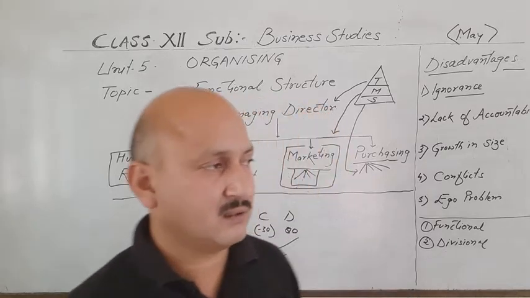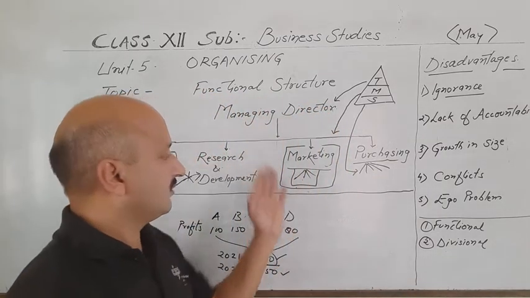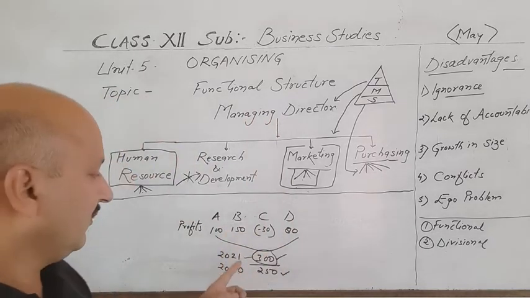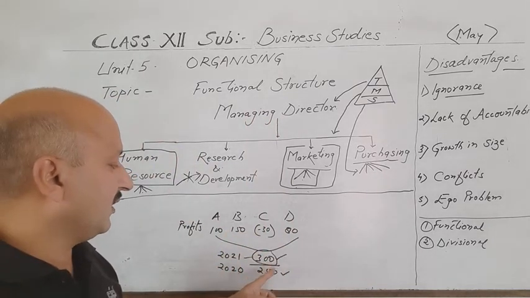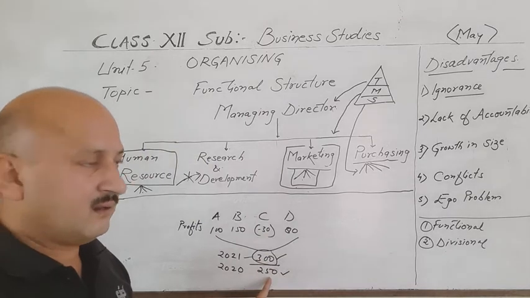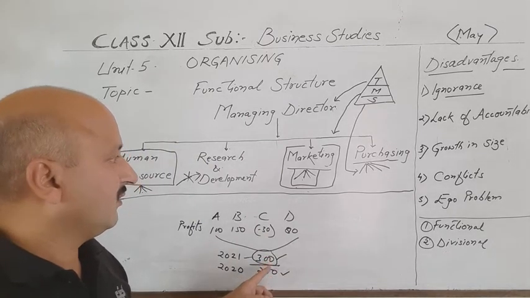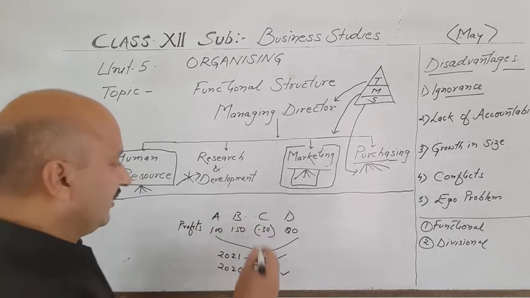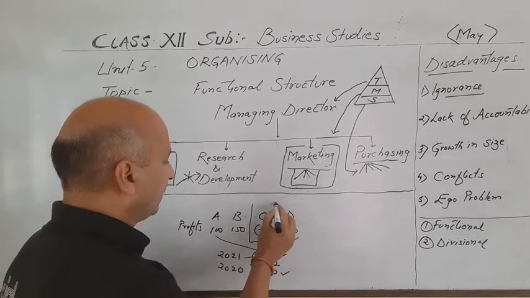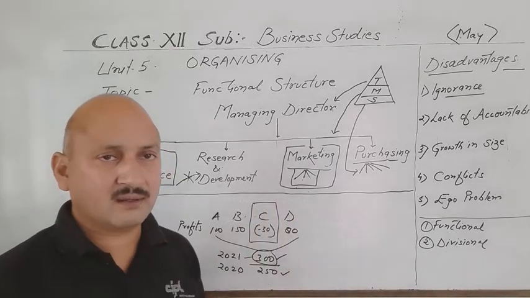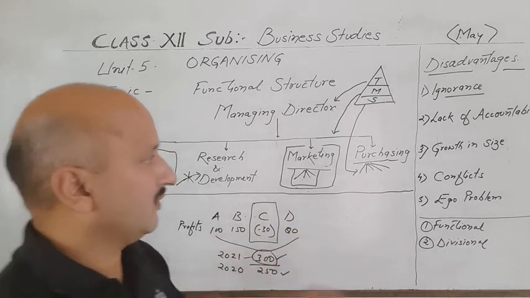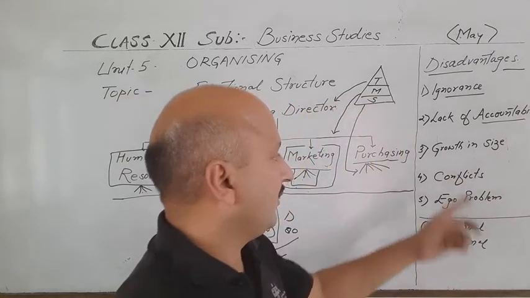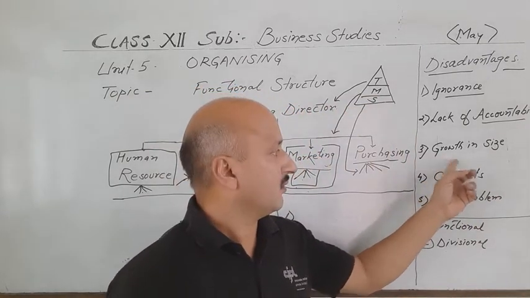In this structure, we are not getting the individual report of a particular product. We are getting the total and we compare it with the previous figure. If it is more than that, it is assumed that the company is growing, but it is not a fact. Actually, this product is not performing well, so we have to work upon it. And this is the limitation, lack of accountability.